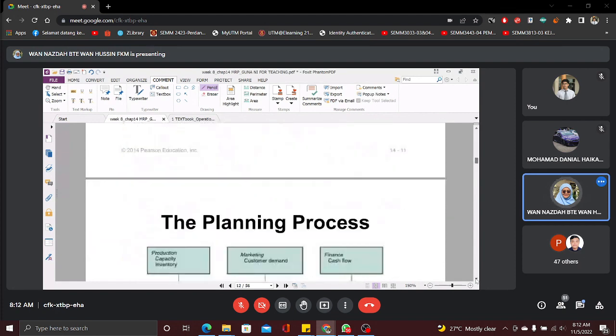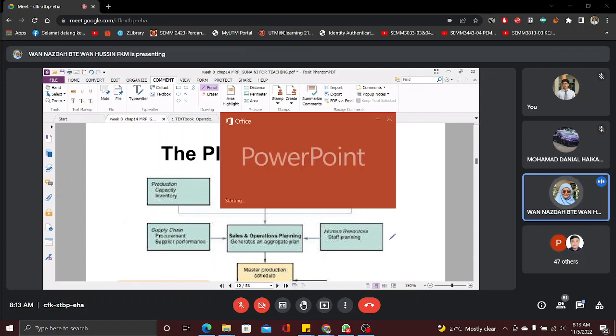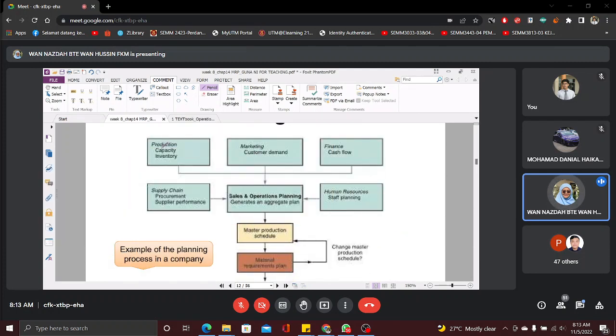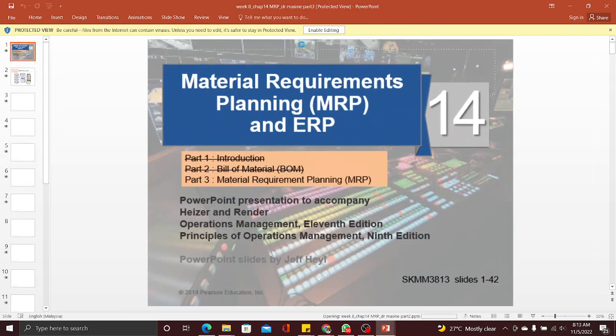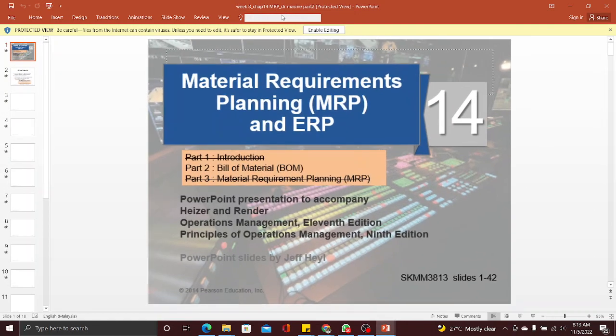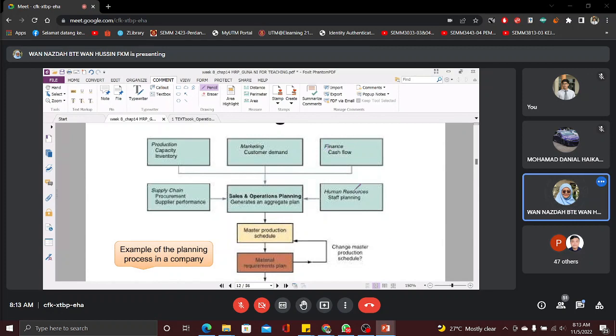All right, so let's see the difference, okay? Before you construct the master production schedule, you must do the planning, okay? So these are the planning stages that you should consider. Remember the production capacity that you have covered before. Marketing takes care of the customer demand, and the finance department takes care of the cash flow. Everything before you are able to construct the master production schedule.